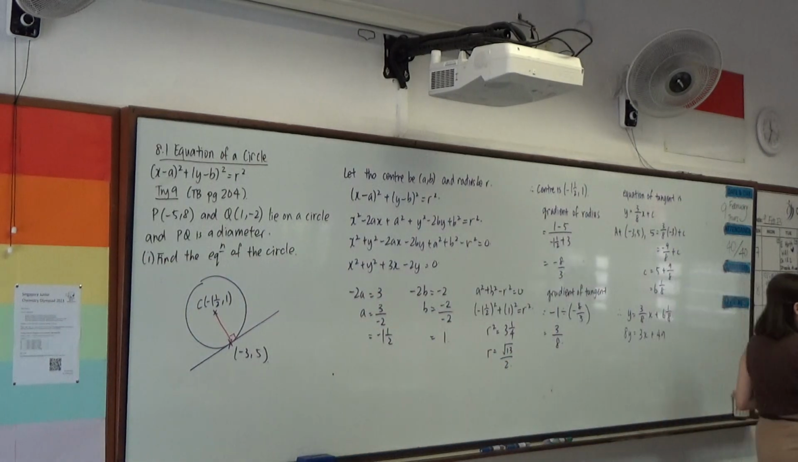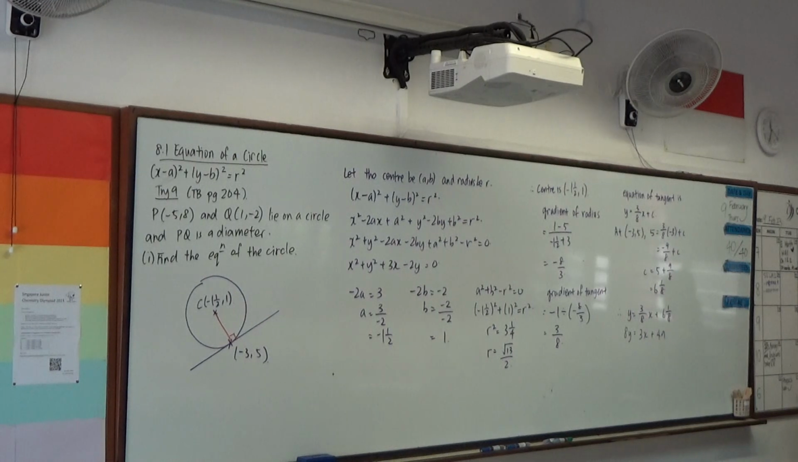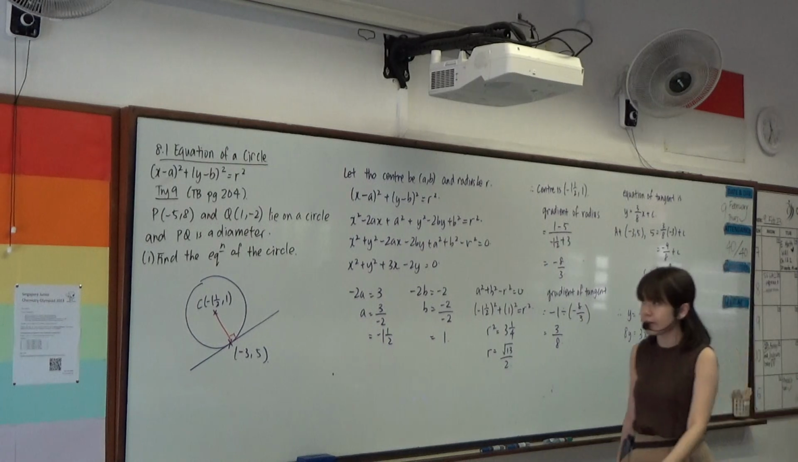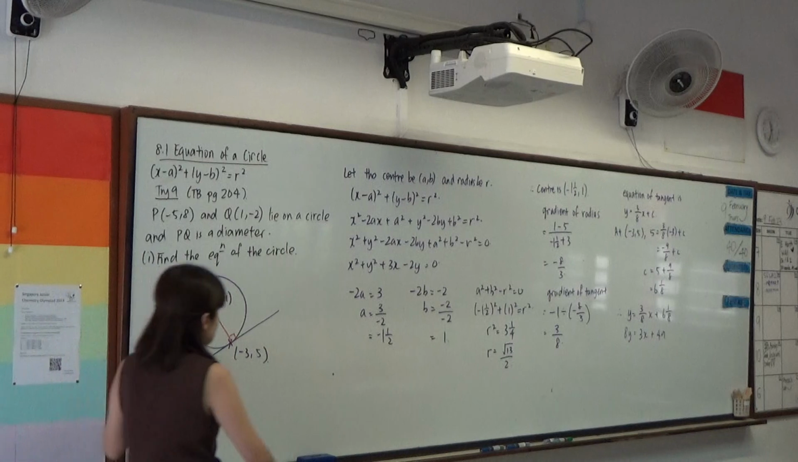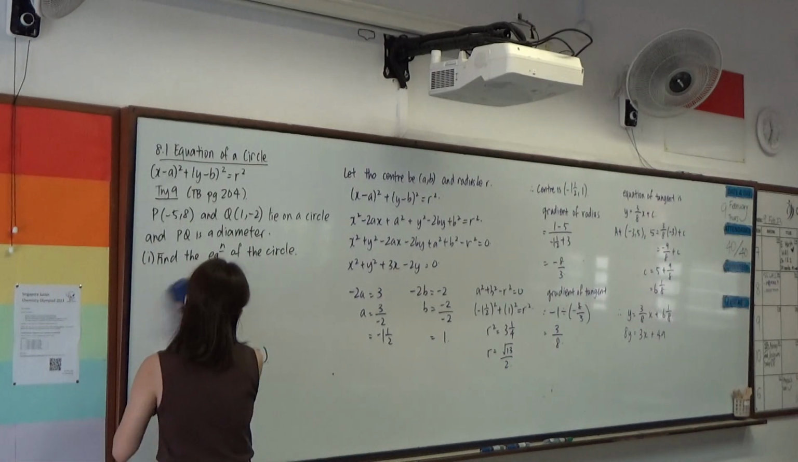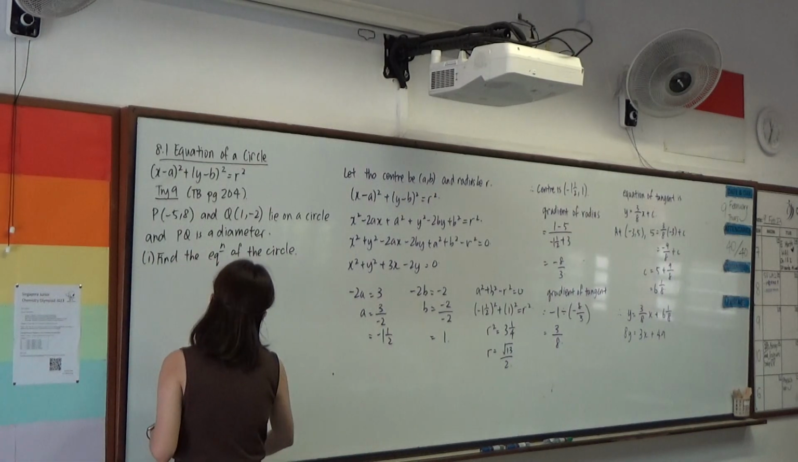Shall we move on to Try 9? I want you to do Try 9 part I on your own, because we have already done something similar before. Given 2 points on the circle that form the diameter, we want to find the equation of that circle.